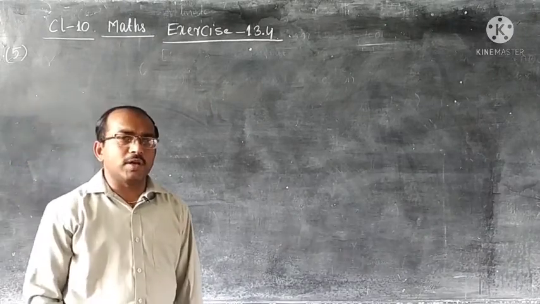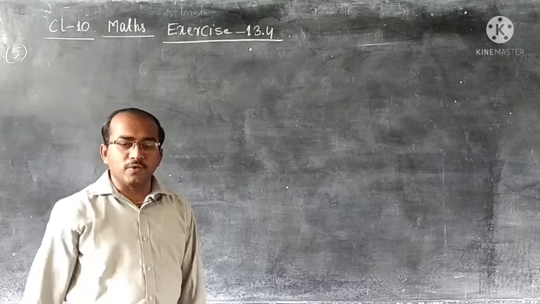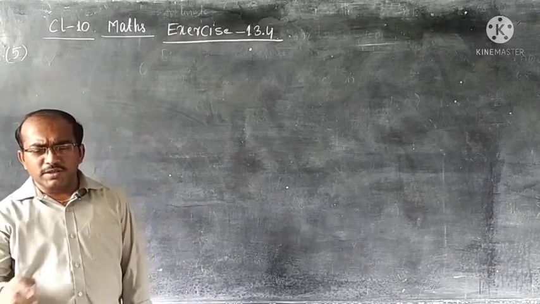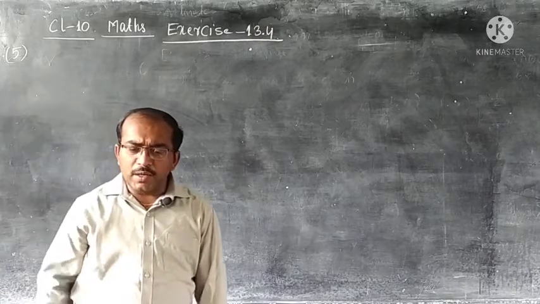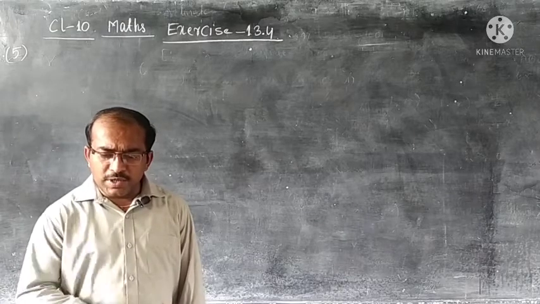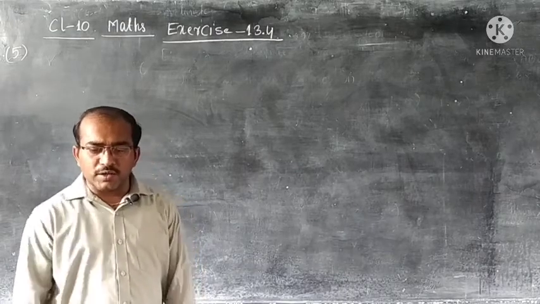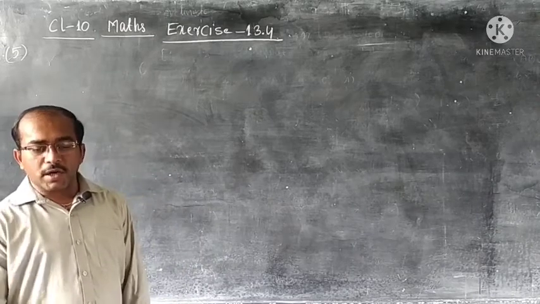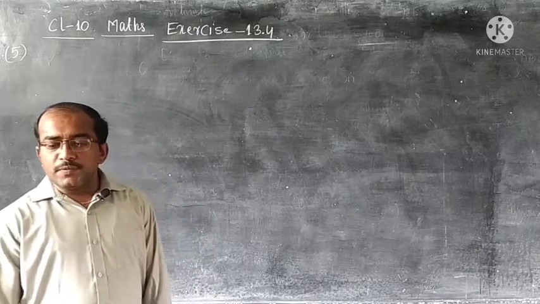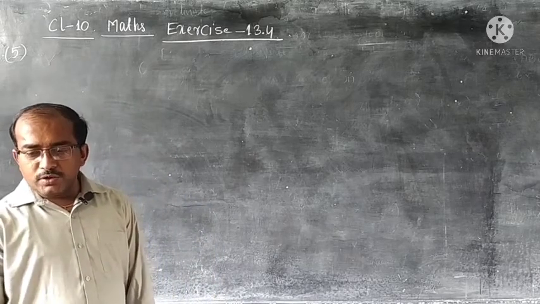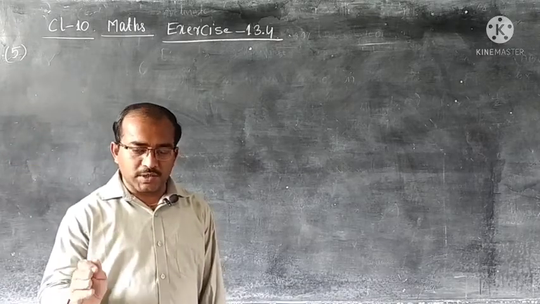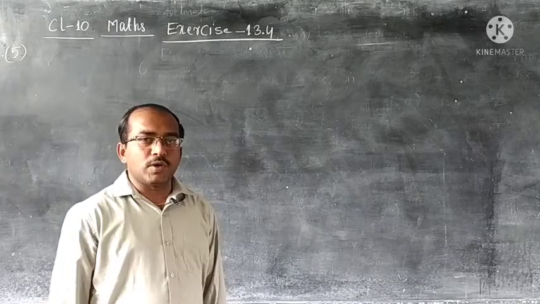We have now reached the last question of surface area and volume, that is exercise 13.4, question number 5. So let's start. The question is: a metallic right circular cone of 20 cm height and whose vertical angle is 60 degrees is cut into two parts at the middle of its height by a plane parallel to its base. If the frustum so obtained is drawn into a wire of diameter 1 by 16 centimeter, find the length of the wire.